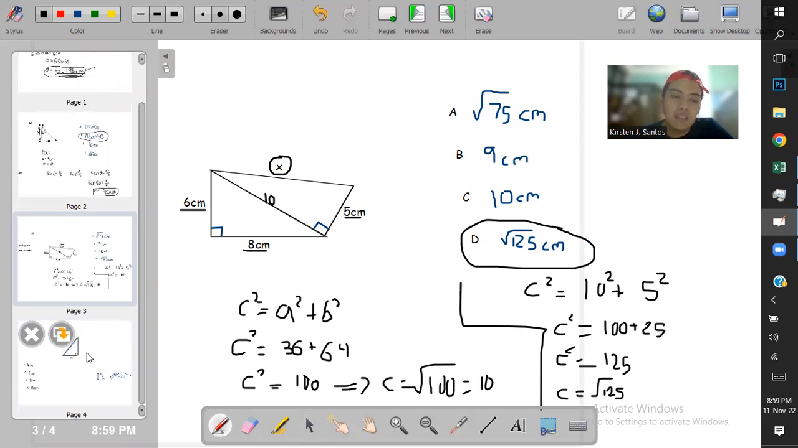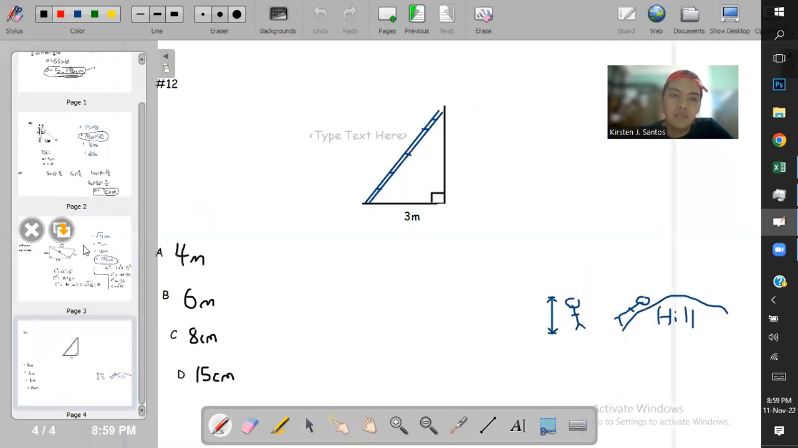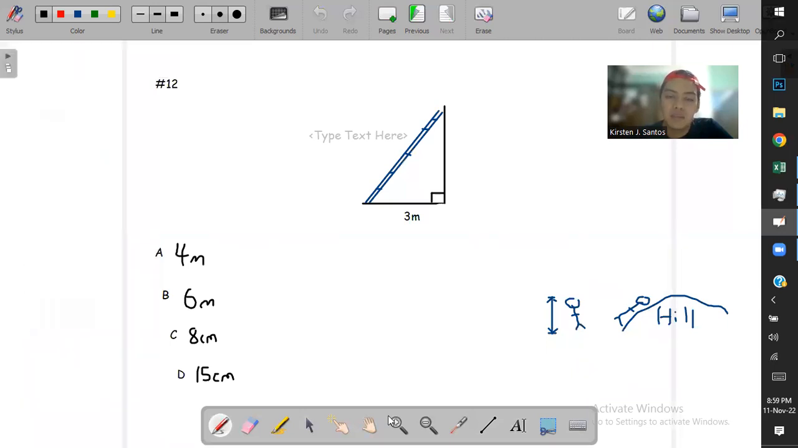Another common mistake would be number 12. And I was surprised with this one. I was surprised with number 12, because it gave you a little bit. It was just one Pythagoras formula that you needed to do.